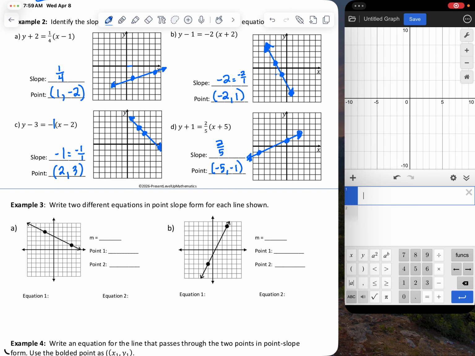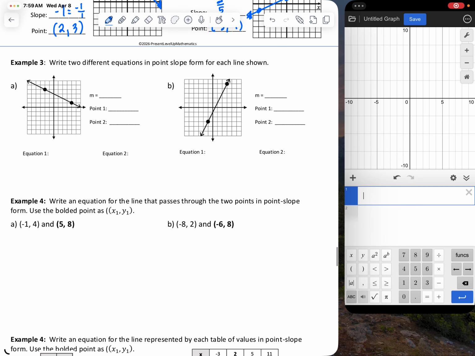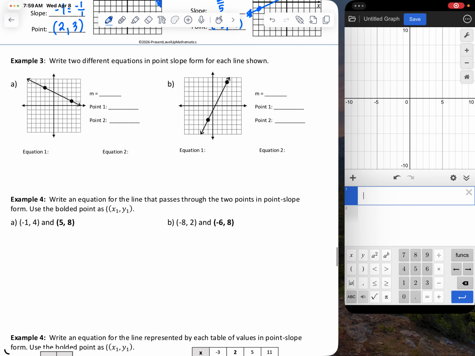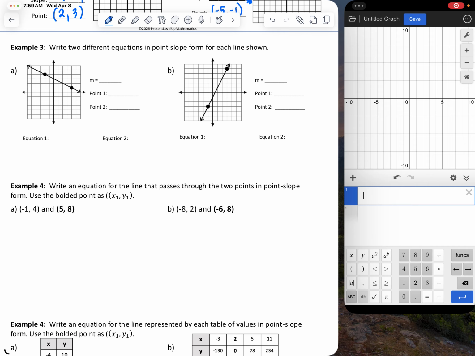All right, example 3. It says write 2 different equations in point-slope form for each line shown. So in problem A, in order to write an equation for this line in point-slope form, we need to do 3 things. We need to identify the slope, then identify point 1, and then identify point 2.